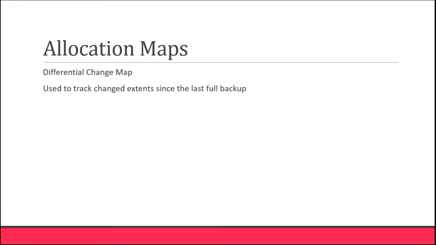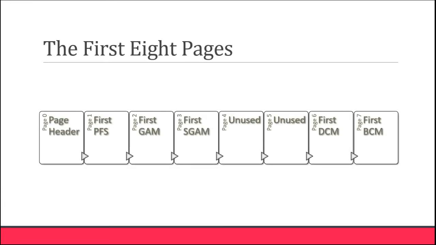Yes, so let's look at this in another way, so to speak. Now, the first 8 pages in your data file are actually reserved for these bitmaps. The first page is a header page that identifies this extent, this group of pages, and what it's about.